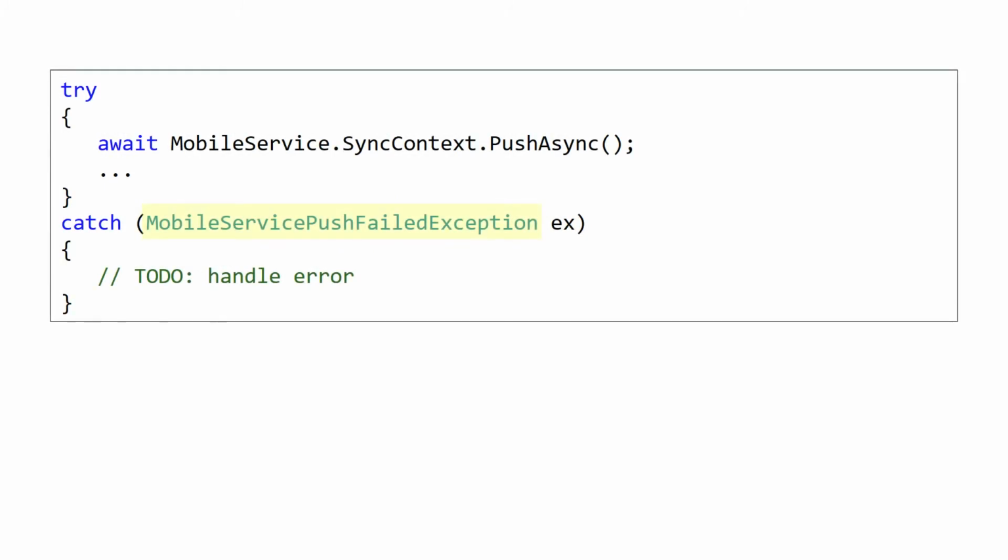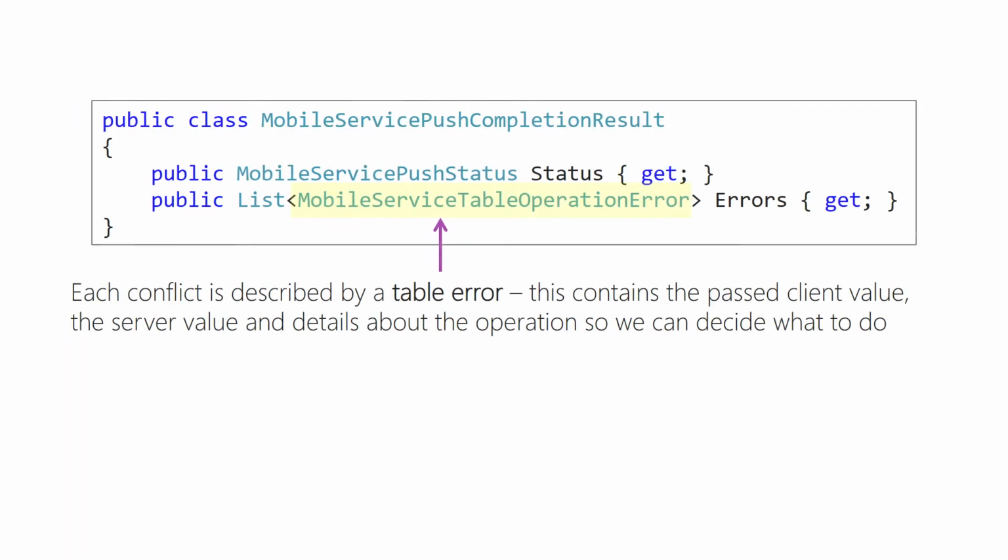When this happens, the Azure service will return an HTTP error response as a result of the conflict, returning both the client record and the server record. The client SDK will turn this error response into a .NET exception, which your client code must handle. The exception type is a mobile service push failed exception, and it will contain all of the failure details for all of the conflicts that have occurred as a result of the last push.